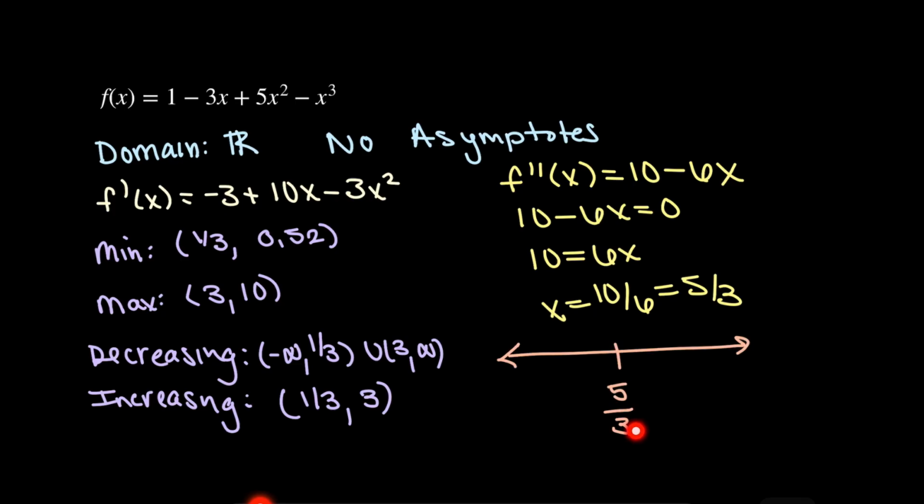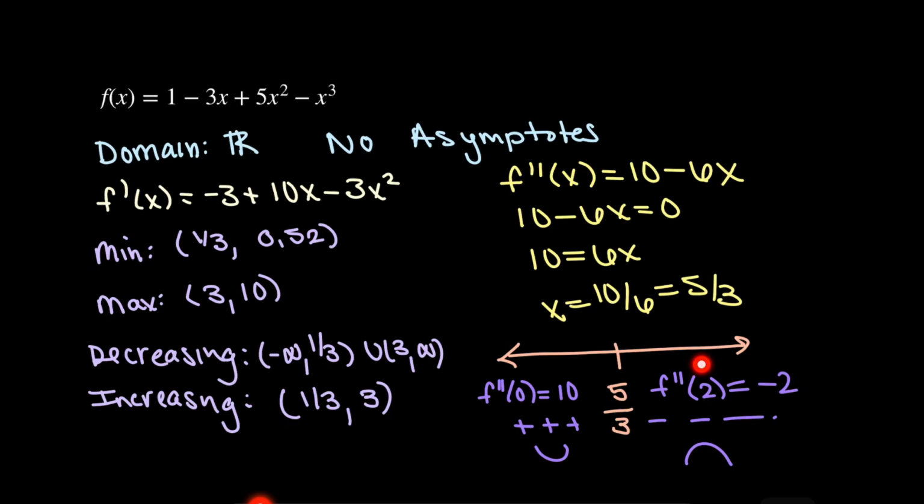I'm going to create my table and now analyze the sign of the second derivative. I chose a test value that's smaller than 5/3. I chose 0, and I plugged that into my second derivative, and that gave me 10. That's a positive value. Second derivative is positive means the function is concave up. Then I picked a number bigger than 5/3. I chose 2. I plugged that into my second derivative and got -2. That means the second derivative is negative when x is bigger than 5/3. Negative second derivative means the function is concave down.